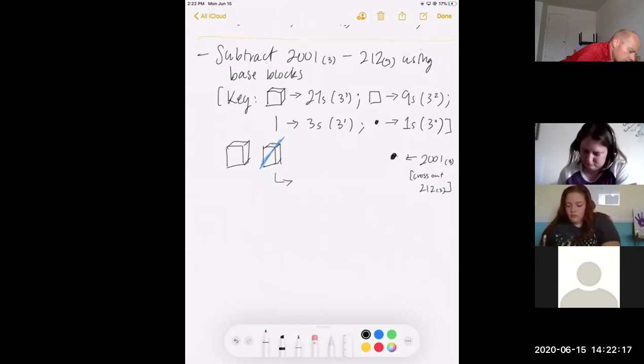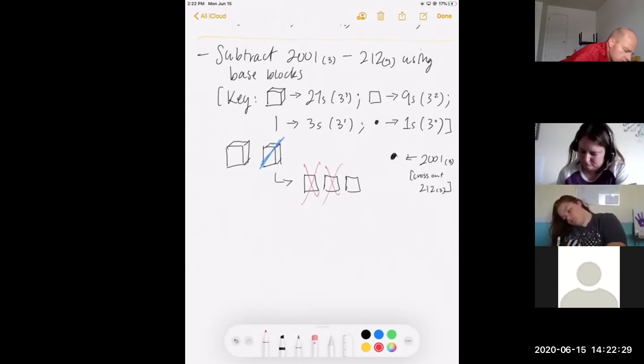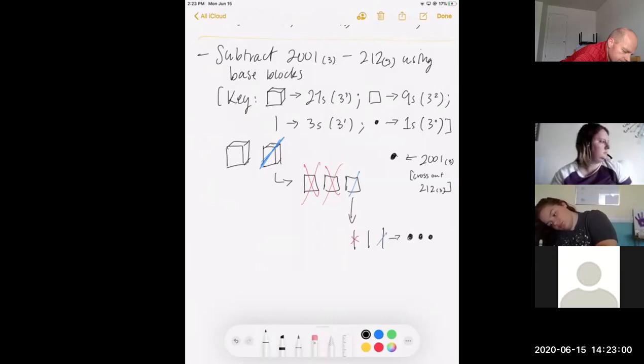And then that will become 3 flats. And now we can cross out 2 of those flats. We don't have any rods to cross out, so we'll make this one 3 rods. And I'm going to move that over just a tiny bit. Then we can cross out 1 rod. And we need to cross out 2 little cubes. We don't have that many. Do that. Now we have 3 cubes here, and we cross out 2.